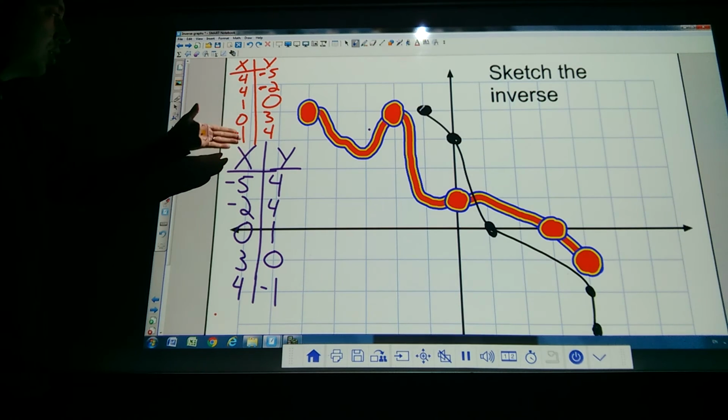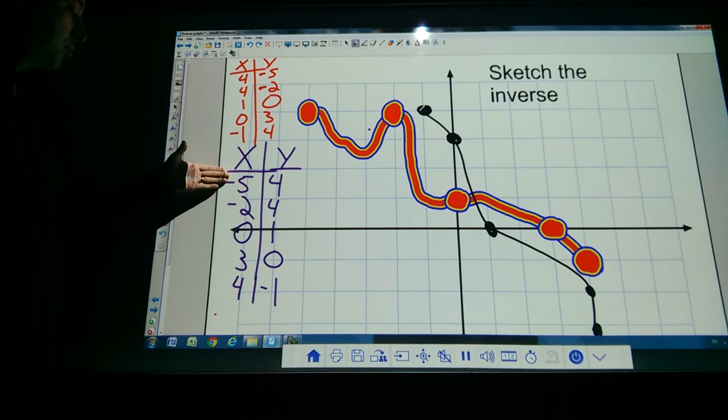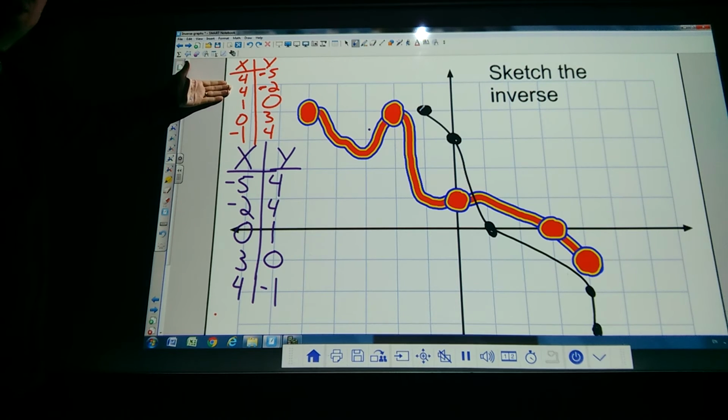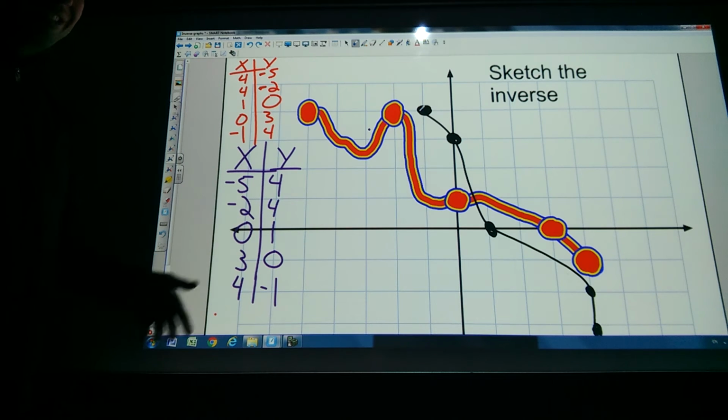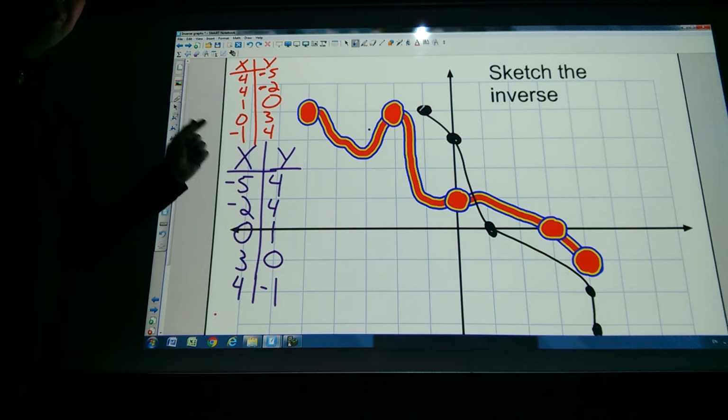Step 1, write down the points that are given to you. Step 2, switch x and y. Step 3, plot your points. That's how you find an inverse graph.